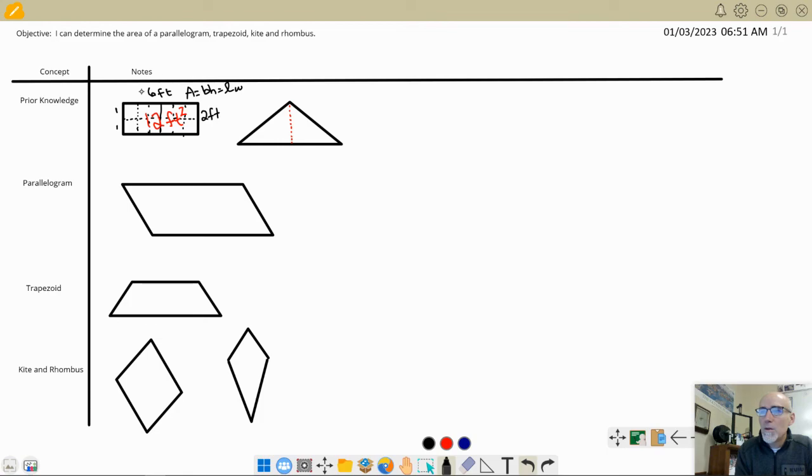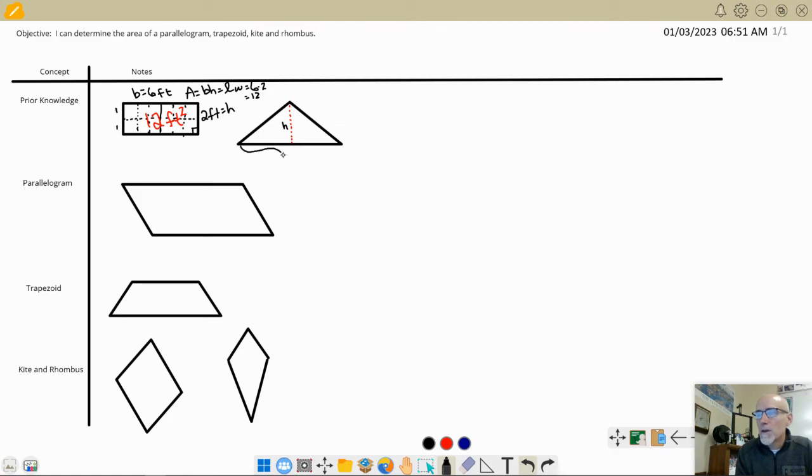Well, this could be called the base right here. This could be called the height right here, right? And 6 times 2 gives us 12, right? 6 times 2 equals 12. So how do we deal with this guy right here? Well, this is the height. Just like this went perpendicular, this height went perpendicular between the bases. This is my height right here.